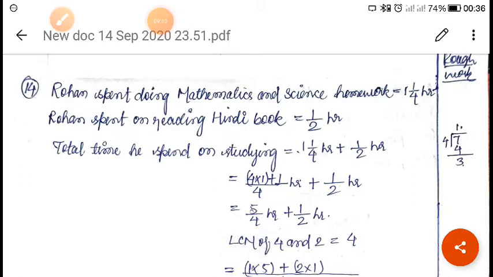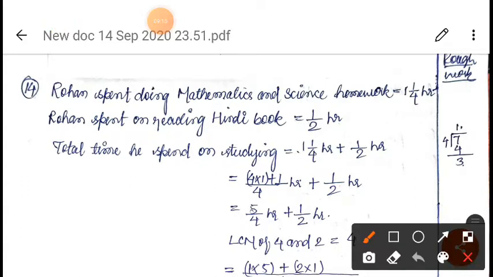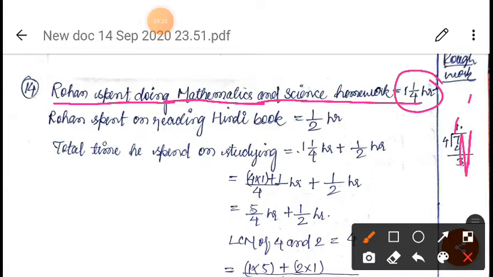Rohan spent 1 by 4 hours doing mathematics and science homework. This part is rough work, as you can see written here. So Rohan spent 1 by 4 hours doing mathematics and science homework. Next, 1 by 2 an hour reading a Hindi book. He spent 1 by 2 hour reading the Hindi book. So we have to find how much time he spent studying in all.